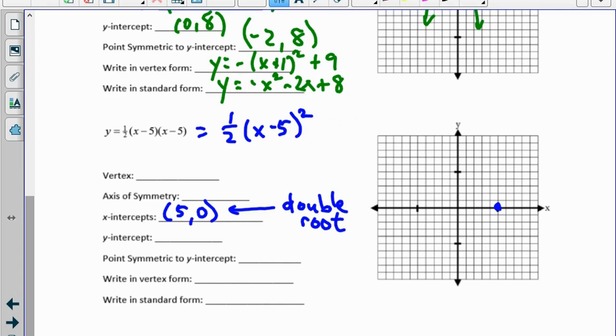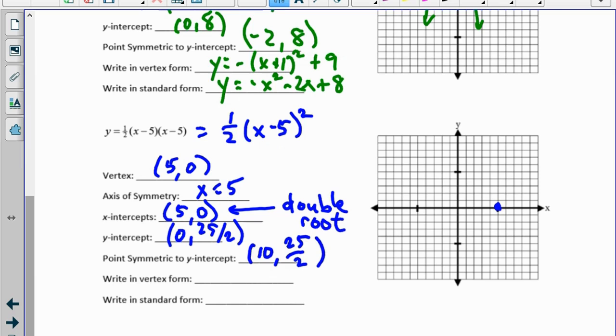So if I have only one x-intercept, that must also be my vertex. So (5, 0), axis of symmetry is at x equals 5. My y-intercept is going to be what happens when I substitute 0 in, so I get that at 25/2, which is 12.5. The point symmetric to the y-intercept is going to be at x equals 10, y equals 25/2.